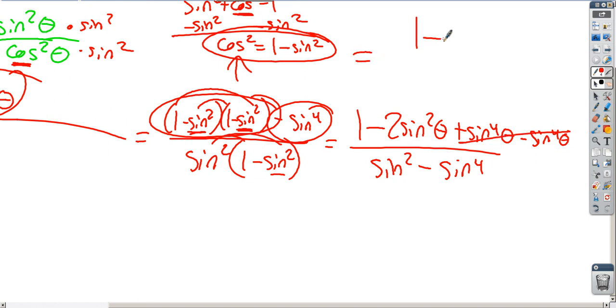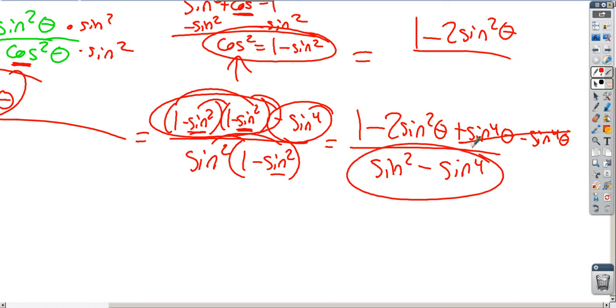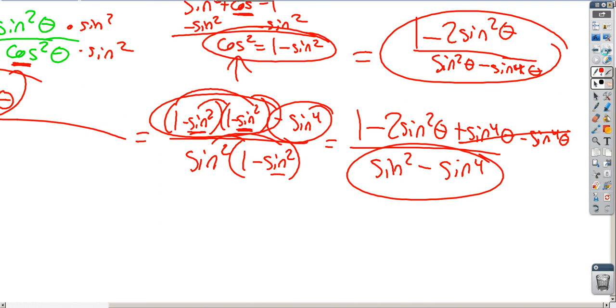So our final answer would be 1 minus 2 sine squared theta, and then this bottom part right here would be sine squared theta minus sine to the fourth, and we did what they asked us to do. They asked us to put everything in terms of sines, and we just did.